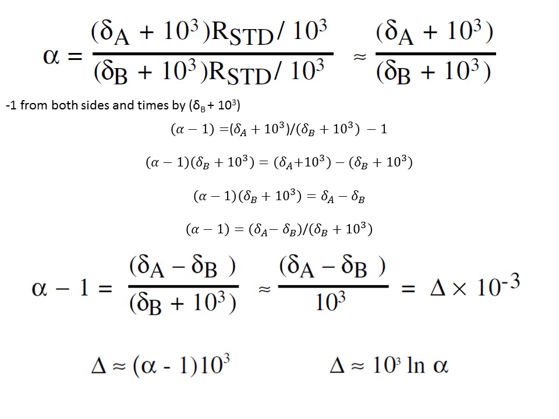Okay, so that gives us this equation here. And we can then convert that into something with a log alpha in it, because alpha minus 1, when alpha is close to 1, is approximately equal to log alpha. So that gives us this equation here, which actually turns out to be quite useful.